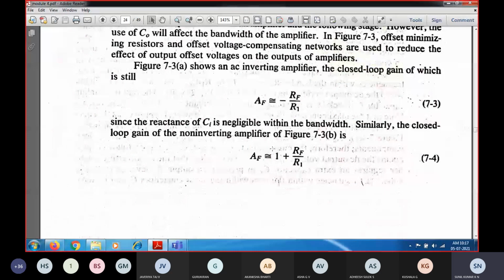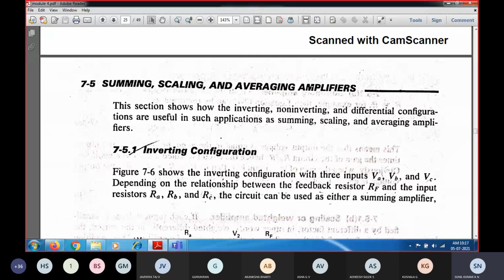The next topic we are going to study, upon studying the basic input configurations and how the op amp works for DC as well as AC signals, along with how to rectify the offset voltage, is some general linear applications of the operational amplifier. Among them, first we are going to consider the summing amplifier, scaling amplifier, as well as averaging amplifier.